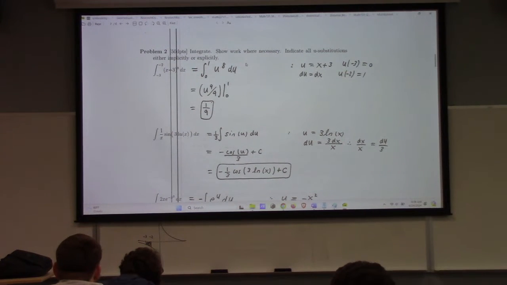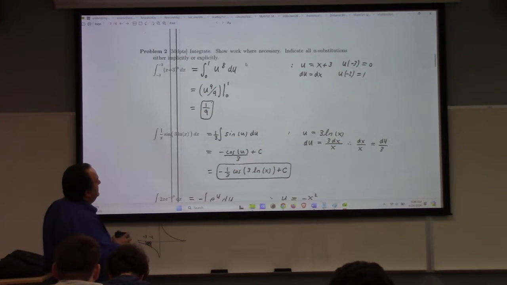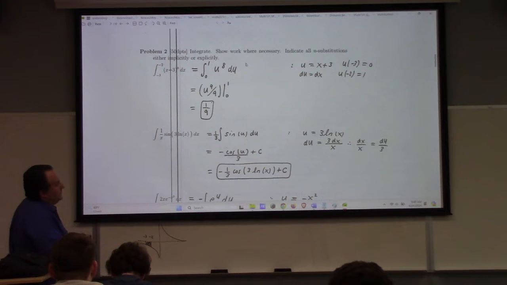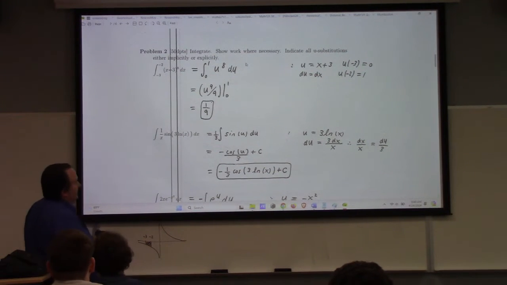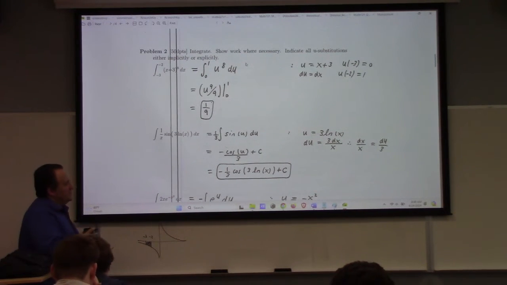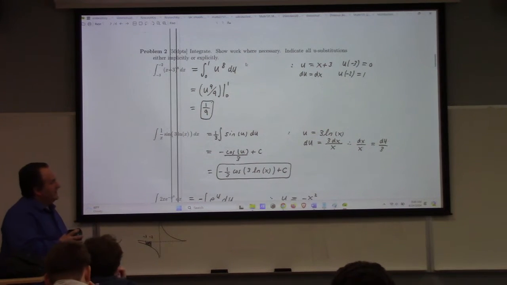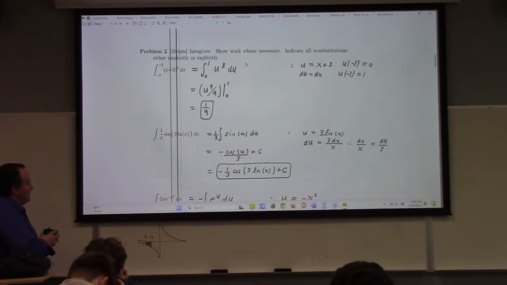Problem 2. I make a u equals x minus 3 substitution. I change the bounds. The bounds become 0 and 1 rather than minus 3 and 2. du is dx, so I just get 1/9. The next problem here, I make a u equals 3 log x substitution. So that makes dx over x equal to du over 3.